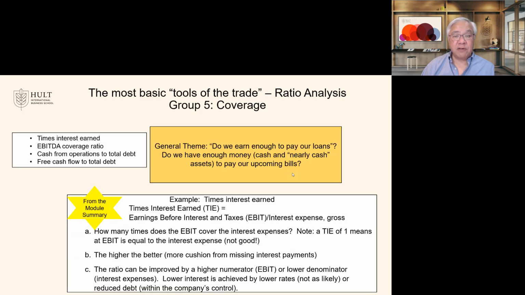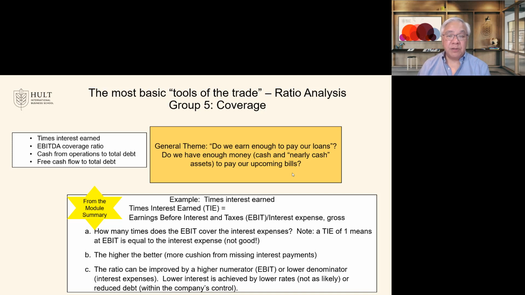Group 5 is coverage, and there are 4 examples, but the general theme is, do we have enough to pay our loans? And do we have money, cash and nearly cash to pay our upcoming bills? So similar, but here we're looking at relationships between balance sheet and income statement. So it's a slightly different angle on evaluating our position.